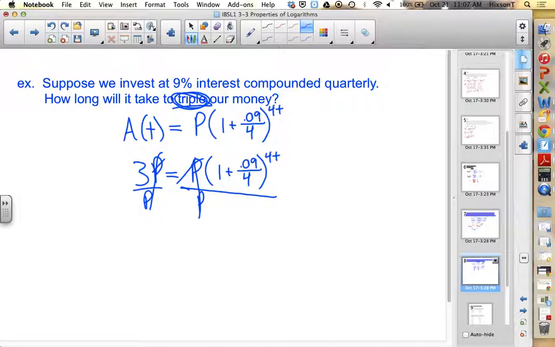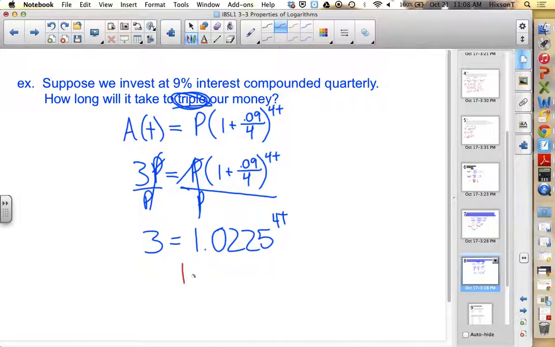So 3 equals 1 plus 0.09 divided by 4, which would be 0.0225, to the 4t. So how do we solve it? You could take the log of both sides. Or we're taking the log base 1.0225. Is it okay if I just keep taking this? You can do it however you want, as long as it's correct.